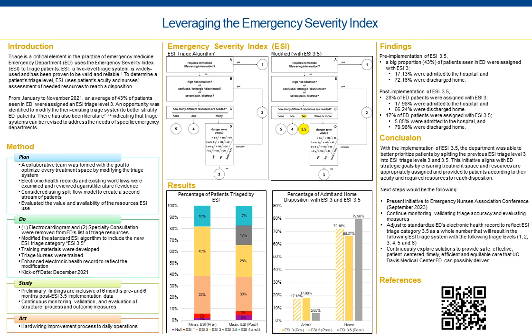ESI 3 patients are those that would require many resources to reach a disposition, while ESI 4 patients would require one resource to reach a disposition, and ESI 5 patients do not need any resource to get a disposition.